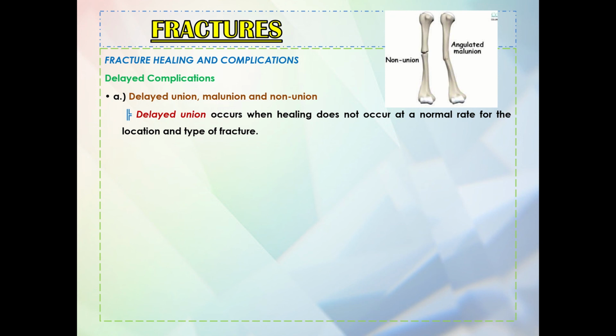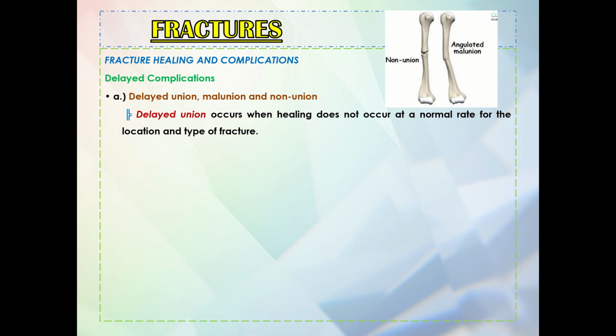Now we have delayed complications. So yung mga discuss natin kanina are early complications. Yung shock, such as hypovolemic and or traumatic shock, si FES or fat embolism syndrome, and then si compartment syndrome, they are early complications. Now we have delayed complications. First one, you have delayed union, malunion, and non-union.